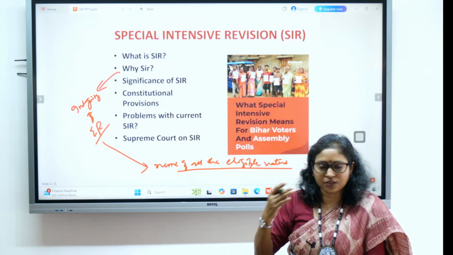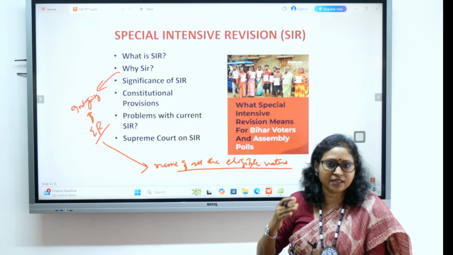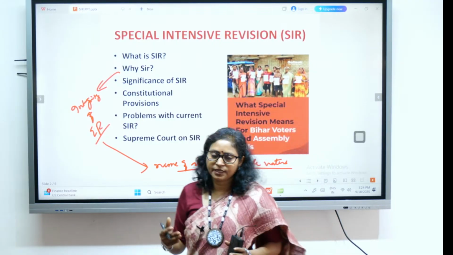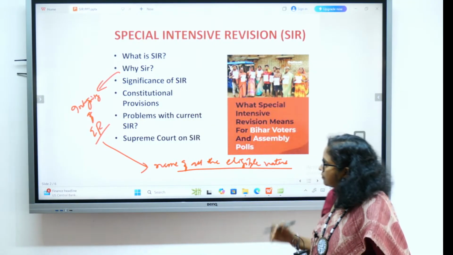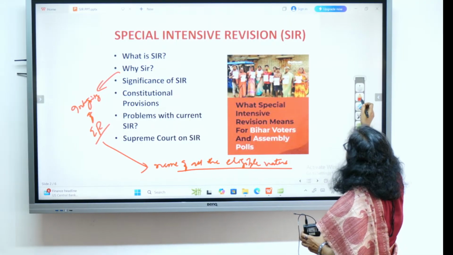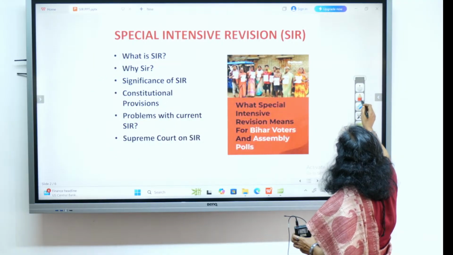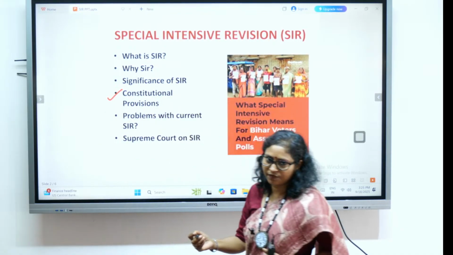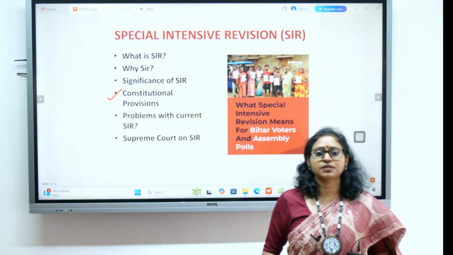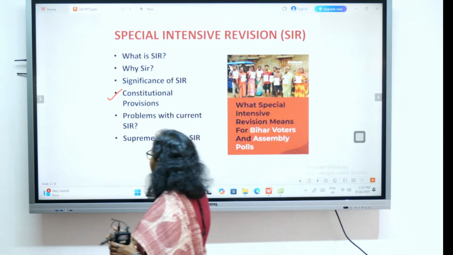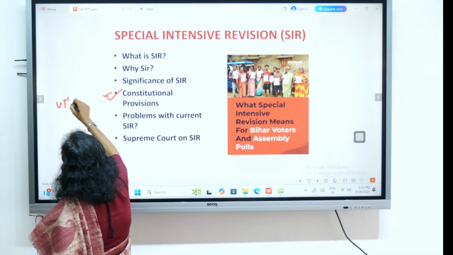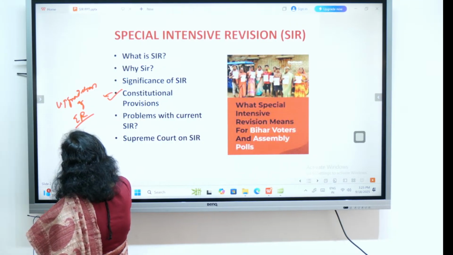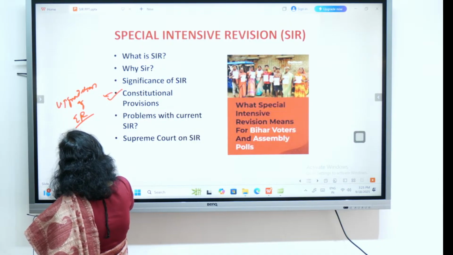But then this is not the issues and problems. The problem is related with the current SIR. What are the problems related with the current SIR? Why is it in news almost every day? Then we'll look into the constitutional provisions. Before looking into the significance, we'll look into what are the constitutional provisions related to SIR, special intensive revision, or upgradation of electoral roll. So here we will look into the constitutional provision and the statutory provision.